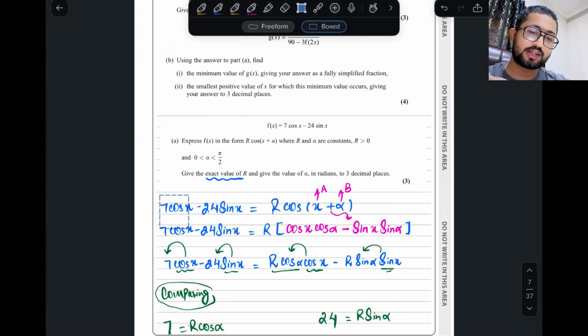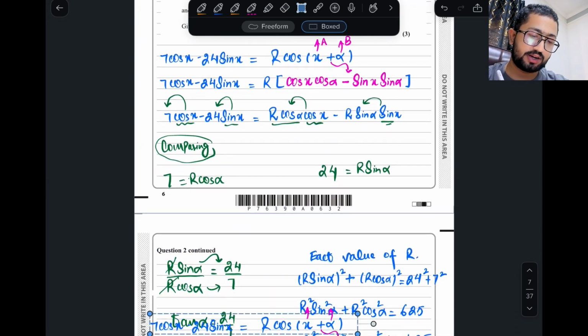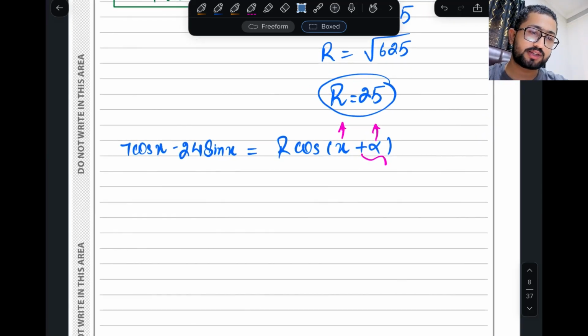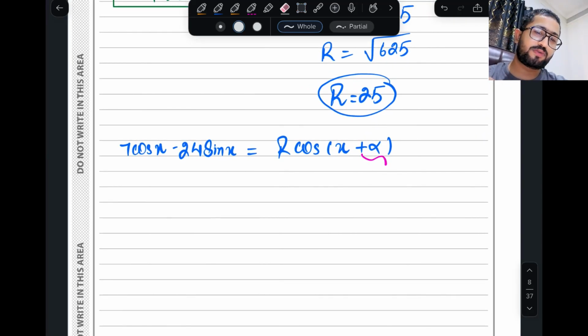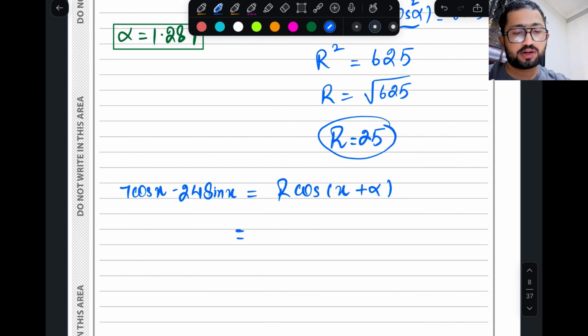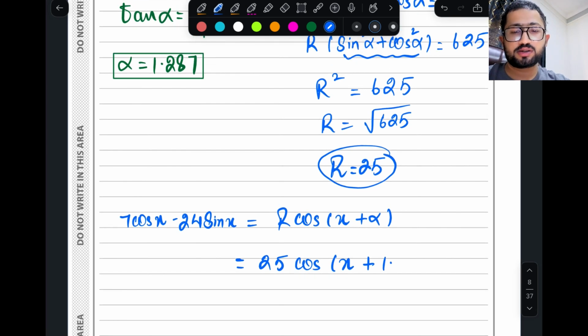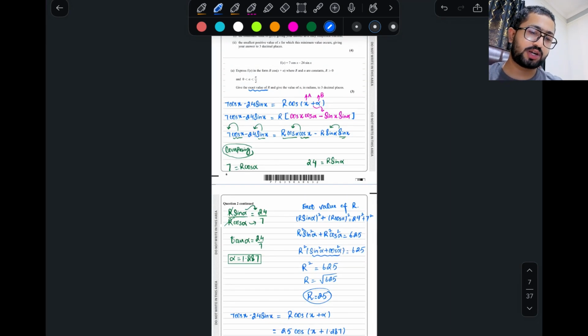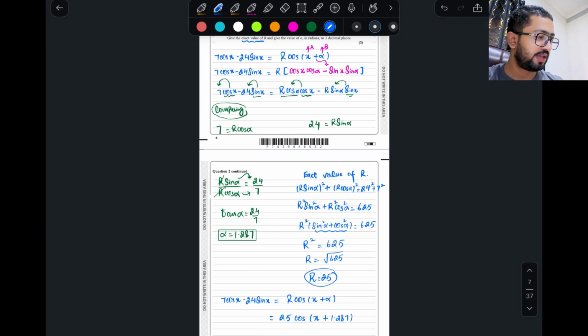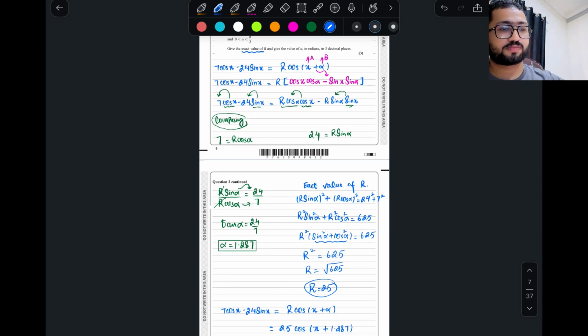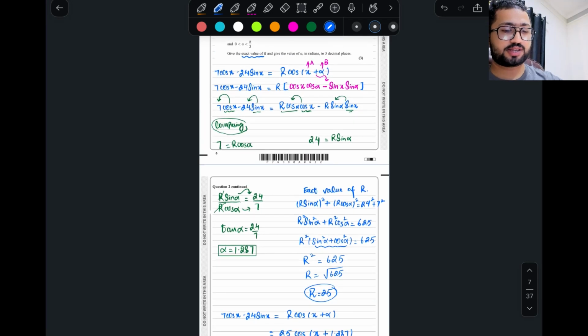Yes, exactly, but write the final answer at the end of this question like this. Please put the value of R: R is 25 and the basic angle is 1.287. Please check this working. Whenever you have these types of questions, I already told you how to do that type of question. Check this working.